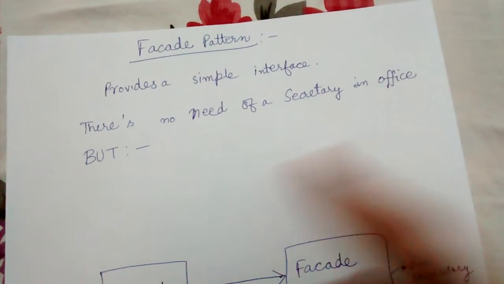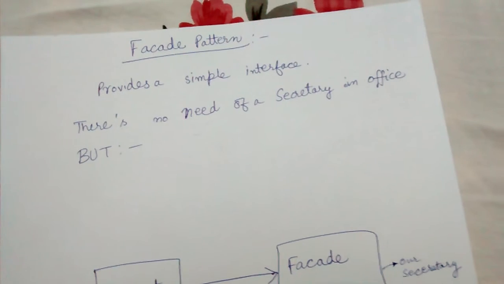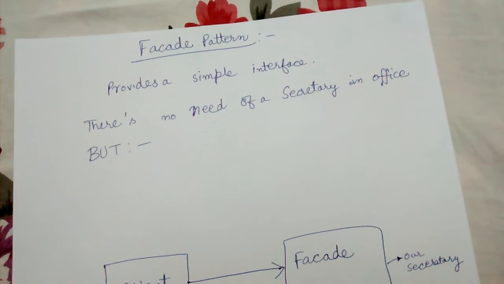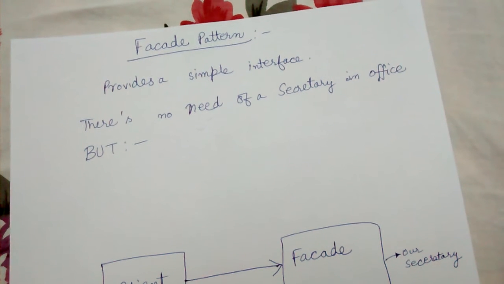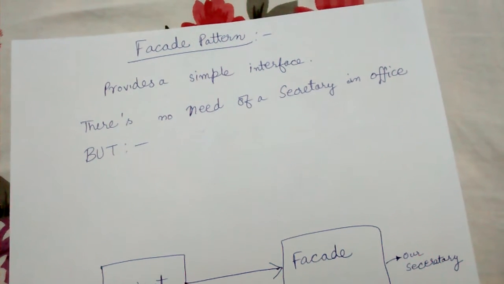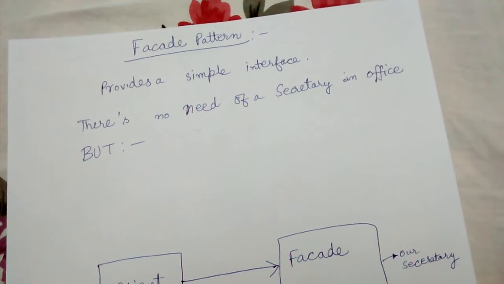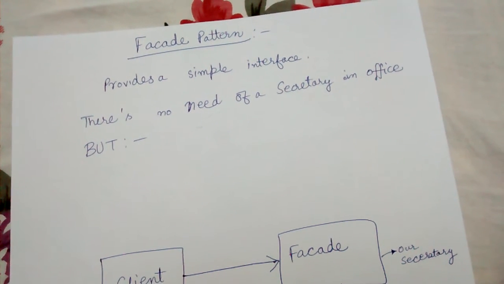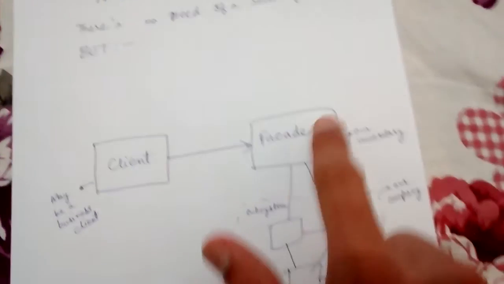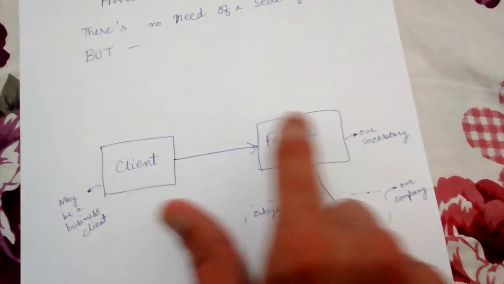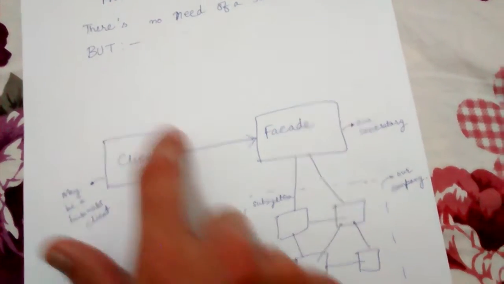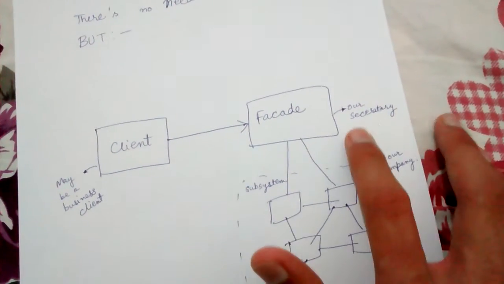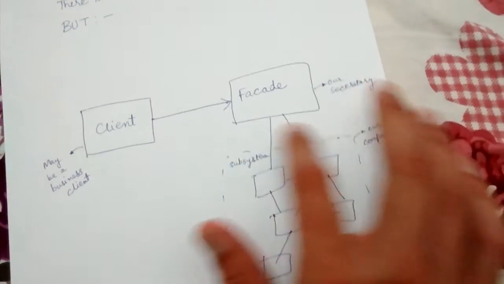Let's say there is no secretary in the office, but an outsider wants to schedule a meeting with some office staff. Then he or she will just contact the secretary and say, please schedule my meeting with your general manager. So this secretary is the facade here, and the outsider is the client. Let's say he's a business client. This is our secretary and this is our subsystem.